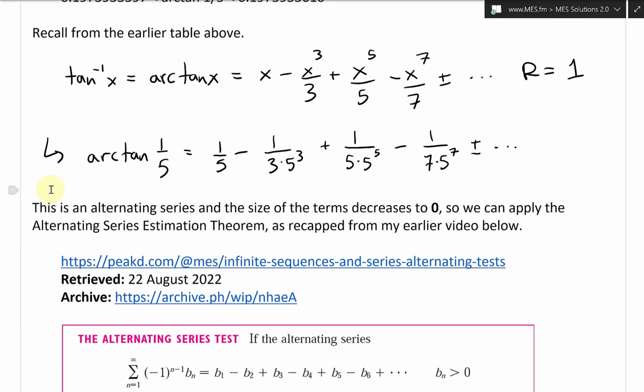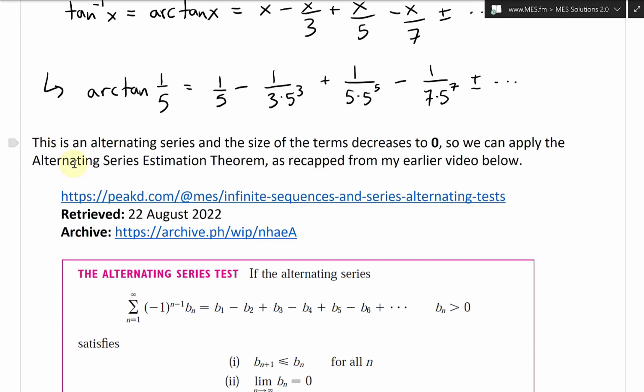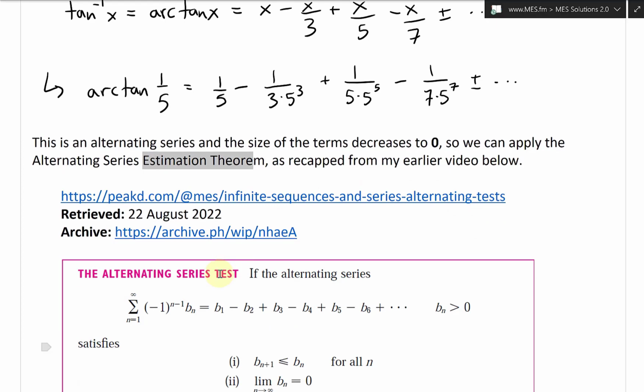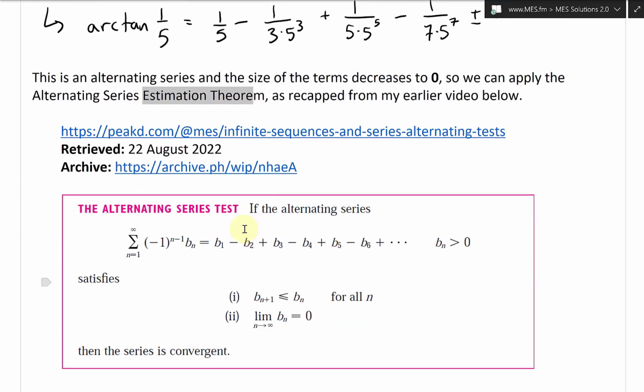Alright, now that we have this set up, note that this is just an alternating series, switching from minus, plus, and the size of the terms decreases to 0. Notice how it's getting bigger and bigger at the bottom. Eventually you're going to go 5 to the infinity at the bottom, and so dividing, it's going to approach 0. So we can apply the alternating series estimation theorem, as a recap from my earlier video below, as well as the alternating series test and so on.